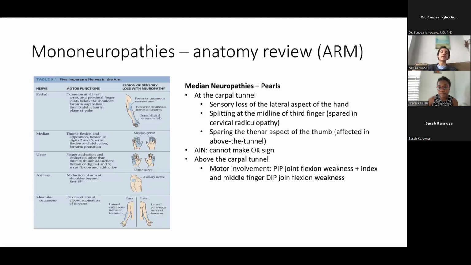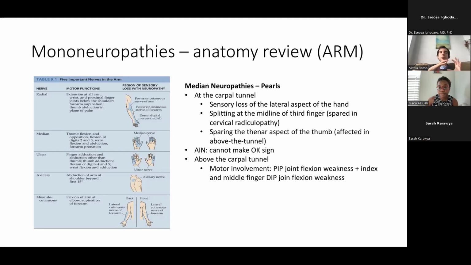If there is involvement, on the other hand, above the carpal tunnel, which is a rare presentation, then and only then will we have more motor involvement, with weakness of the proximal interphalangeal joint flexors and the AP joint flexors.